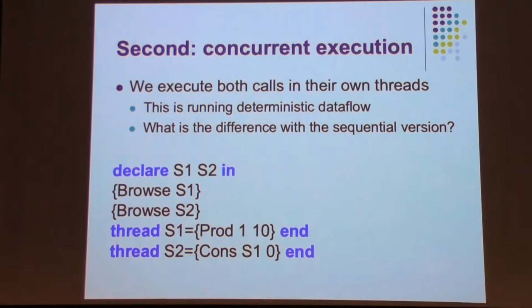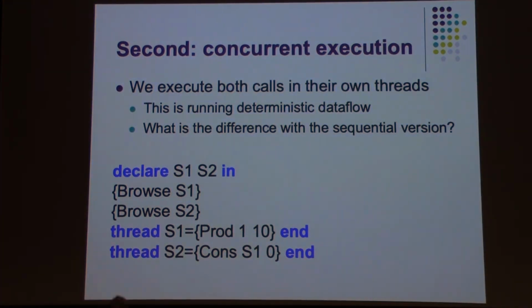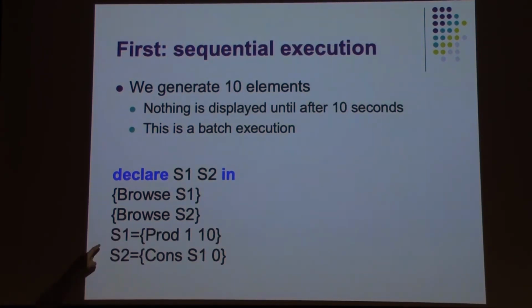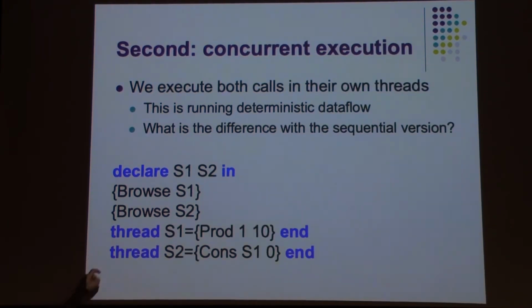It becomes incremental. So what is the difference with the sequential version? The deterministic data flow version is incremental, because these two are agents that are running concurrently, whereas in the previous case, they're running sequentially. Okay? These two are running concurrently.